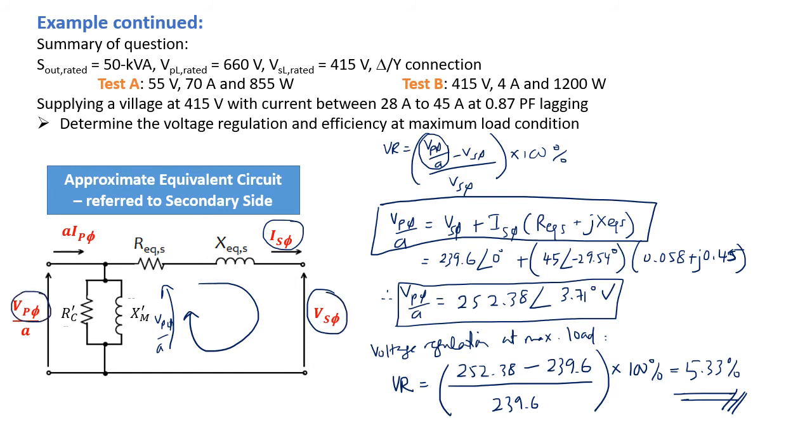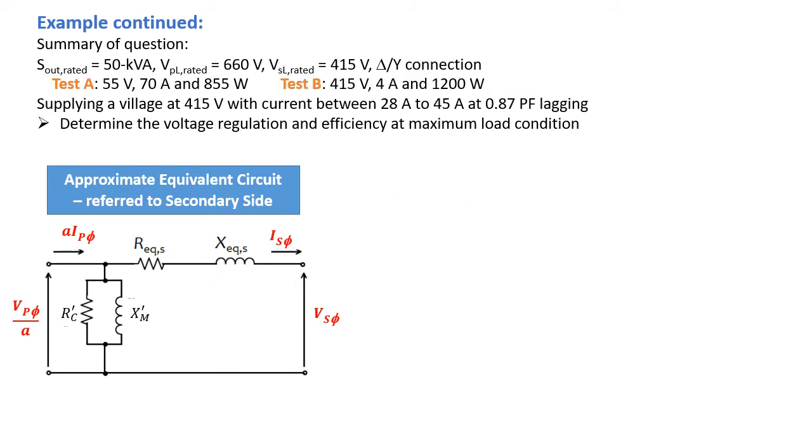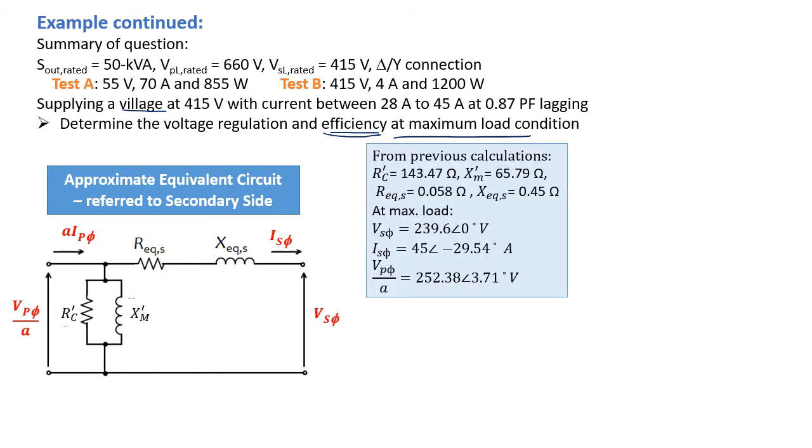Right, so next we will look at calculating the efficiency at maximum load. Now that we have the voltage regulation, we've come to the last part of the question where they want us to calculate the efficiency of the transformer when supplying the village at maximum load. From our previous calculations, we have got the equivalent circuit parameters RC, XM, REQ, and XEQ from test A and test B.